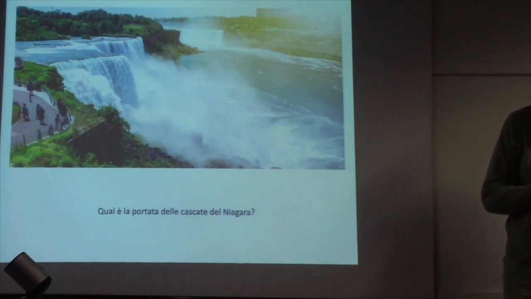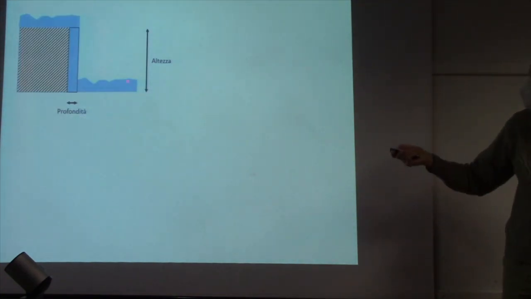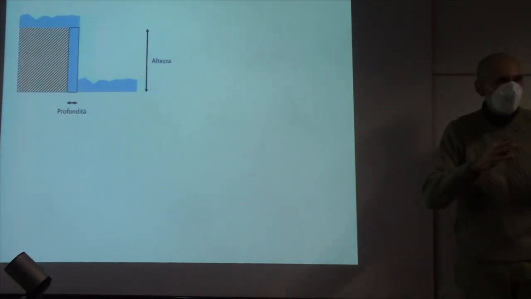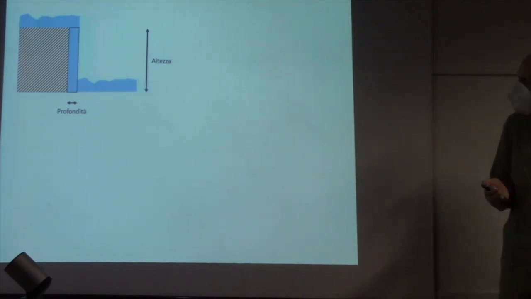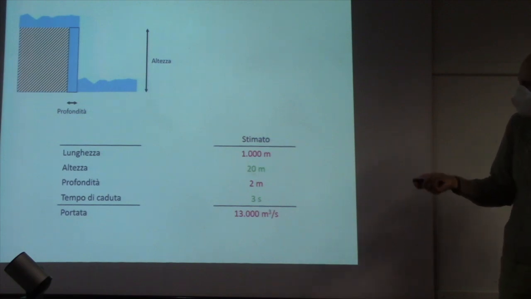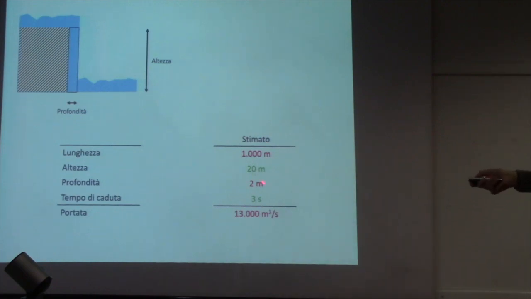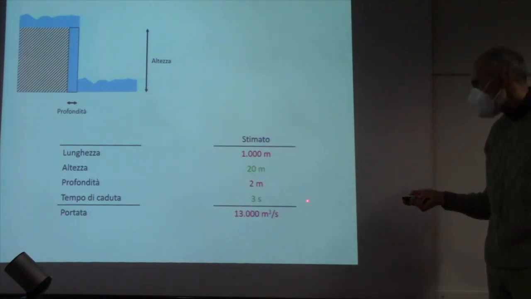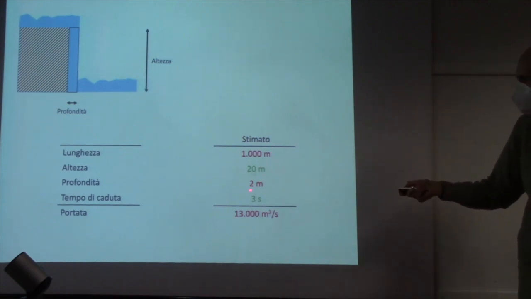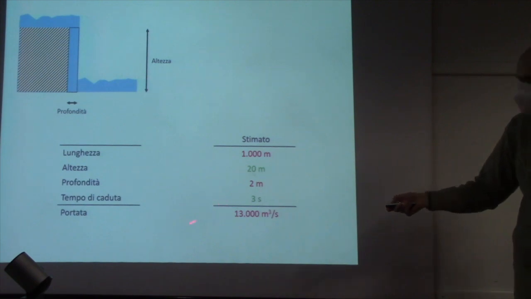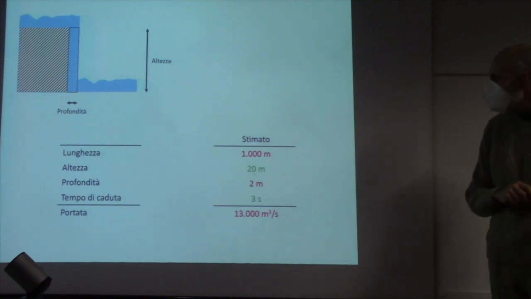A questo punto abbiamo tutto, perché abbiamo capito che il volume è un parallelepipedo ideale che ha le dimensioni della cascata. Abbiamo delle stime di queste dimensioni. Abbiamo stimato che la lunghezza è 1000 metri, l'altezza 20 metri, la profondità 2 metri e il tempo di caduta 3 secondi. Questo ci dà 1000 per 20 per 2, diviso 40.000 diviso 3 secondi, 13.000 metri cubi al secondo.